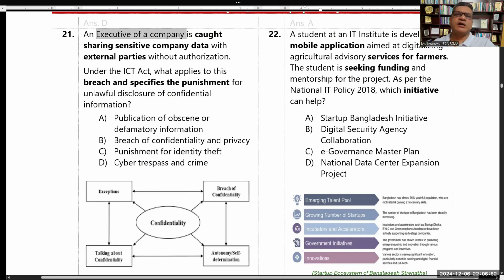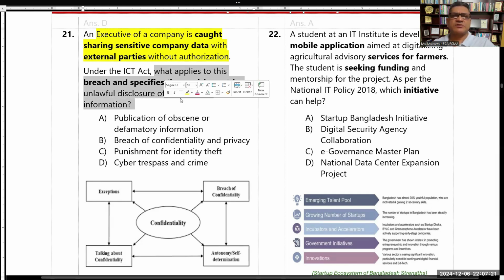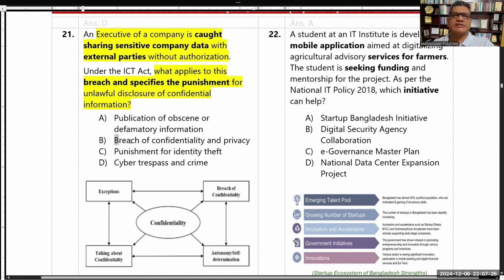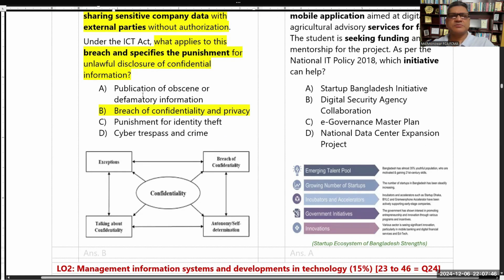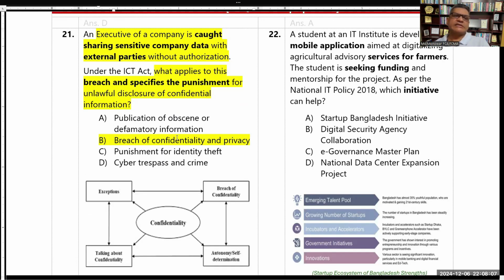An executive of a company is caught sharing sensitive company data with external parties without authorization. In this situation, under the ICT Act, what applies to this breach, the specific punishment for the unlawful disclosure of confidential information? So here it is the breach of confidentiality and privacy. Based on that type of unlawful activity, the organization will proceed against the executive.